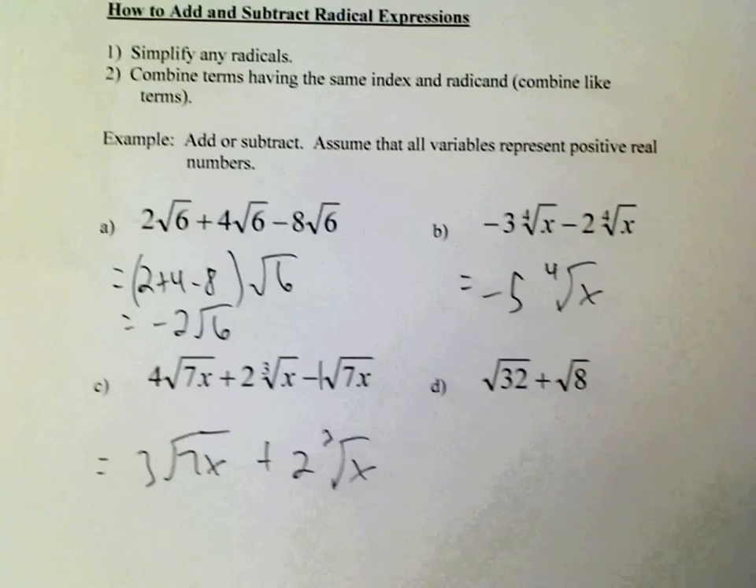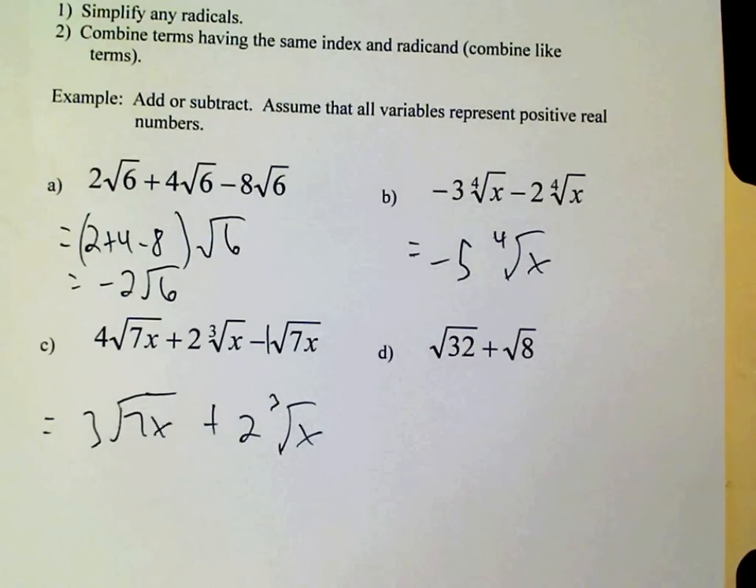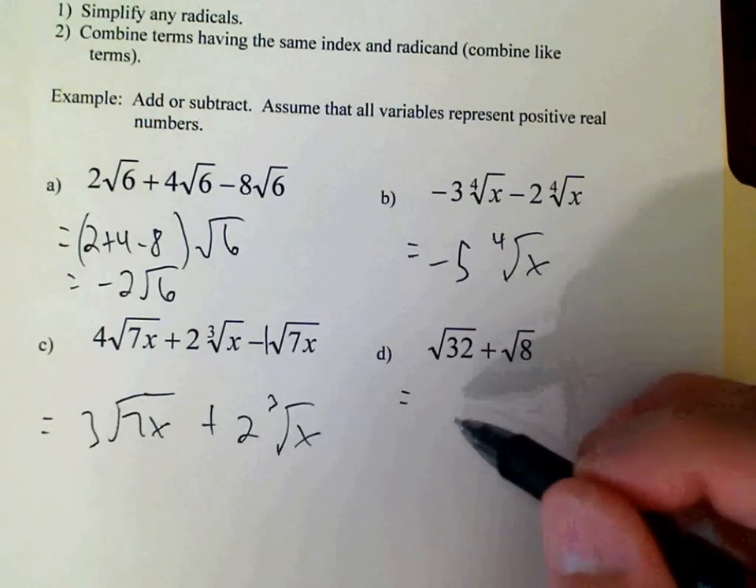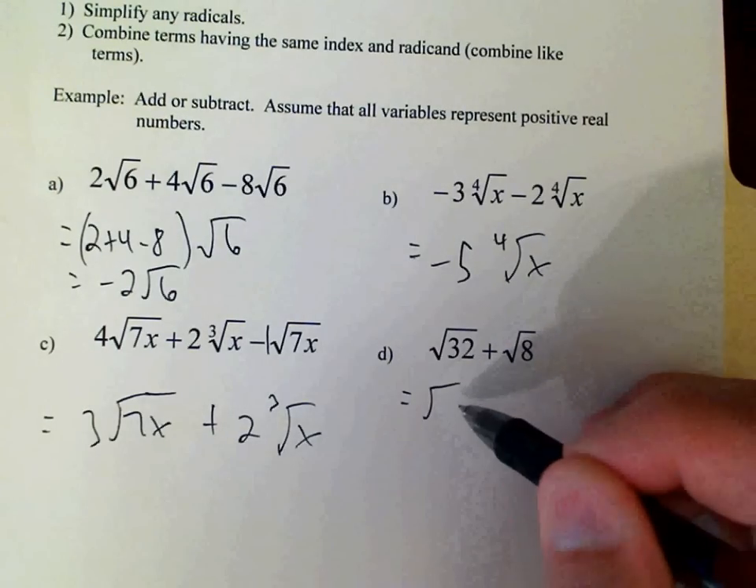D part's where you really got to start paying attention. Looks like you can't combine them. Maybe you can, maybe you can't. But all I know is that we got to simplify first. And both of these will simplify. So, let's simplify the square root of 32 first. The biggest perfect square factor of 32 is 16. 4 is also, but 16 is the biggest. So 32 is 16 times 2.